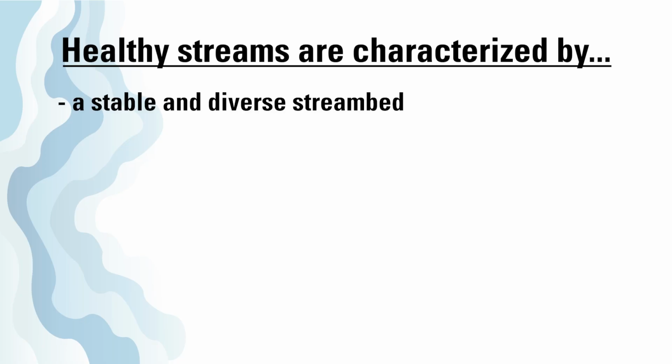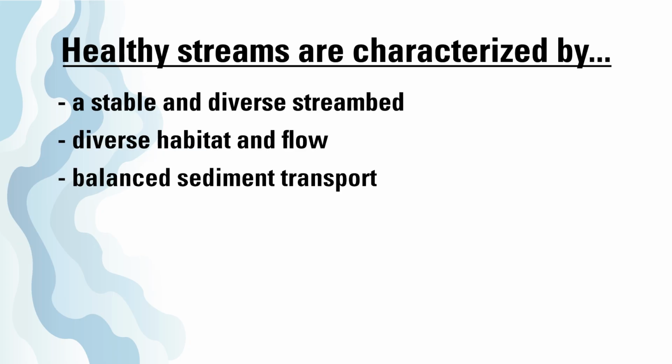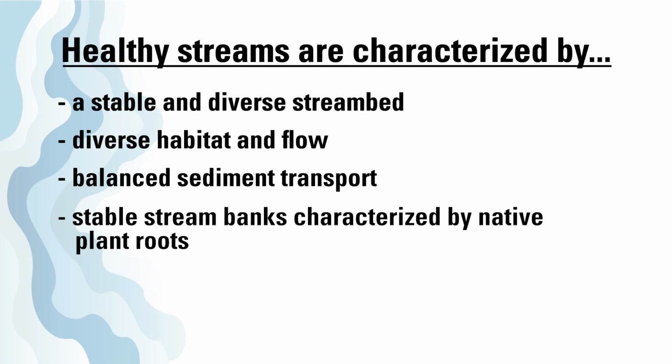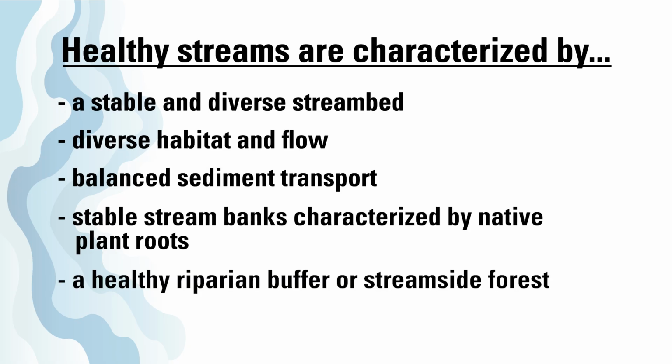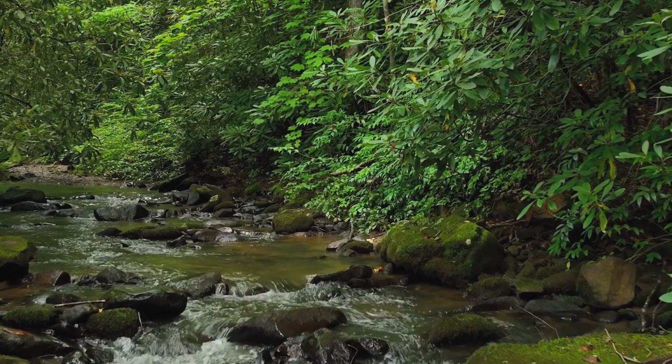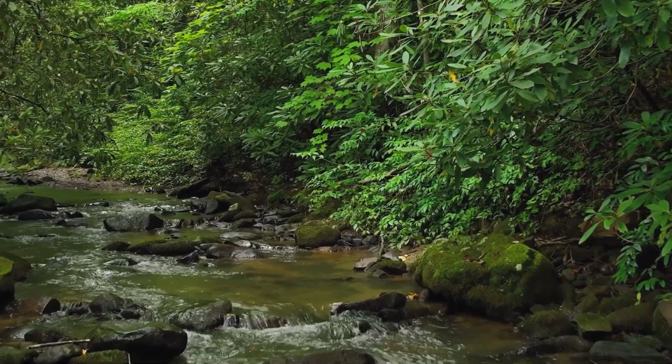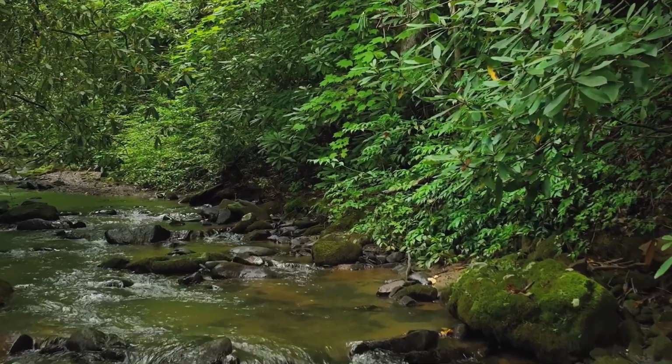From an ecosystem perspective, a healthy stream is characterized by a stable and diverse stream bed, diverse habitat and flow, balanced sediment transport, stable stream banks characterized by native plant roots, a healthy riparian buffer or streamside forest, and an active floodplain. A diverse stream bed is not uniform. It has straight or steep sections and curved or flatter sections as a result of varying water speeds and sediment transport.